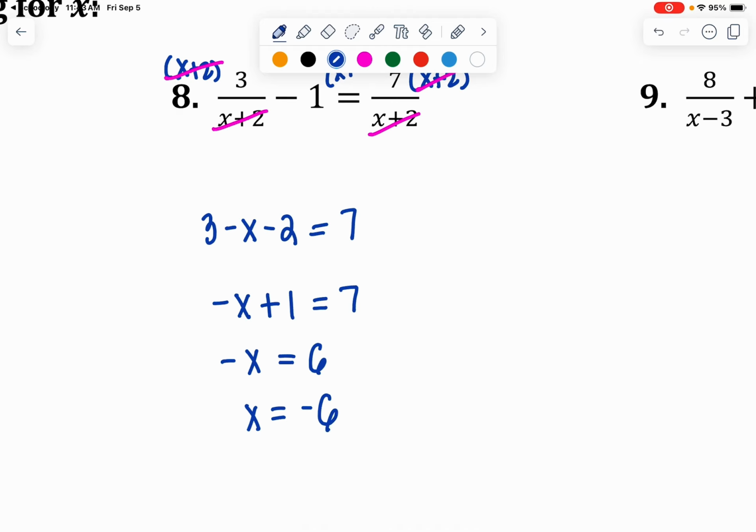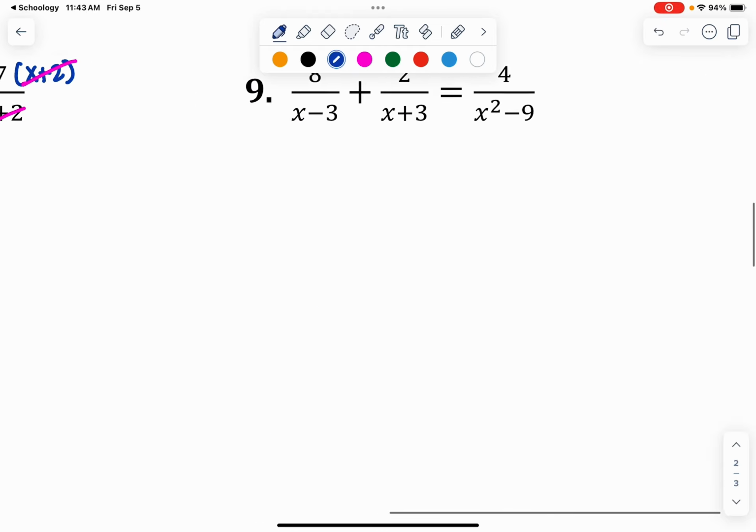Check to see if that is going to give you a 0 in your denominator. If I plug in negative 6 here or here, you don't get a 0 in your denominator. If I would have gotten negative 2 as a solution, that would have been bad, because then I would get undefined fractions, and that's not okay. All right, moving on to the next one.